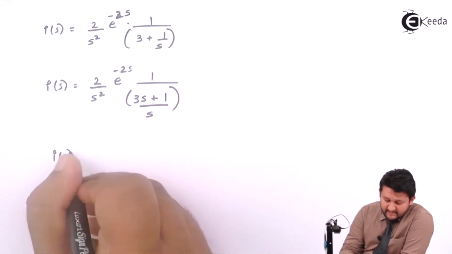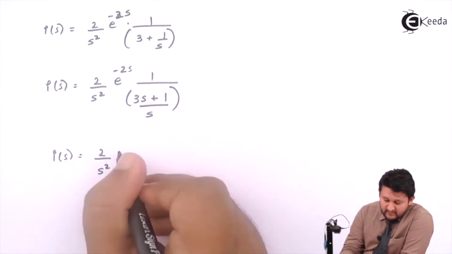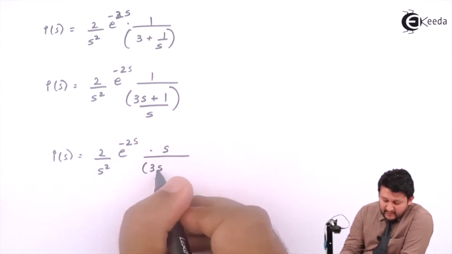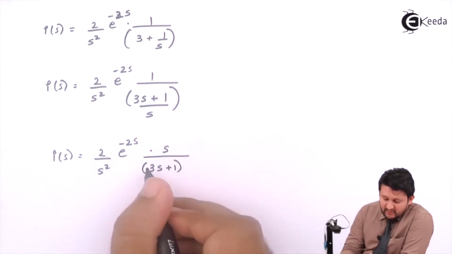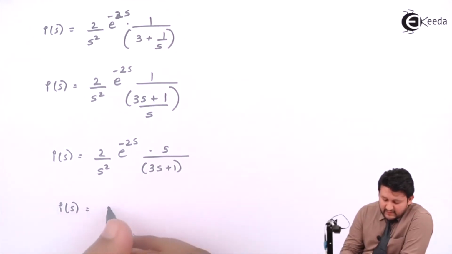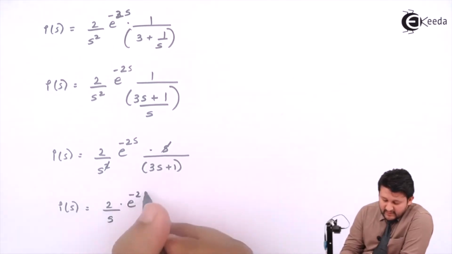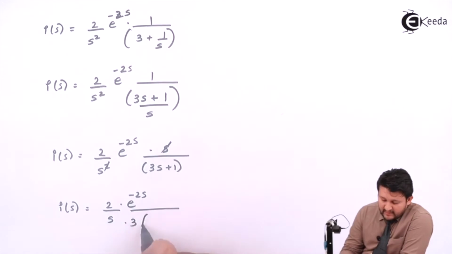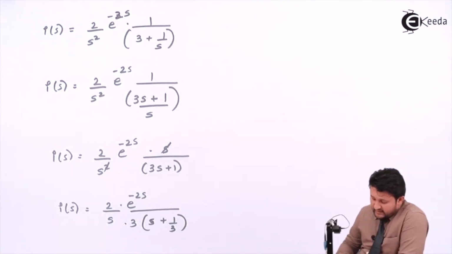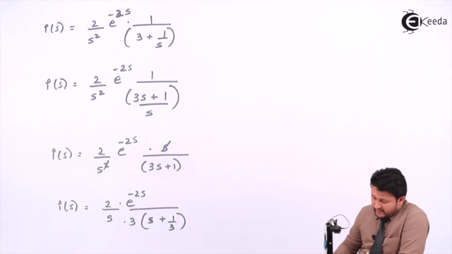Shift s upstairs, so in the numerator this will be 2 into e raised to minus 2s into s upon 3s plus 1. Since I need to apply Laplace inverse, the coefficient of s should be 1. So take a 3 as common. So I(s) will be equal to 2 upon s into e raised to minus 2s whole upon, take 3 as common, s plus 1 upon 3. So the value which you get is 2 divided by 3, which is 0.66, and 1 upon 3 is 0.33.